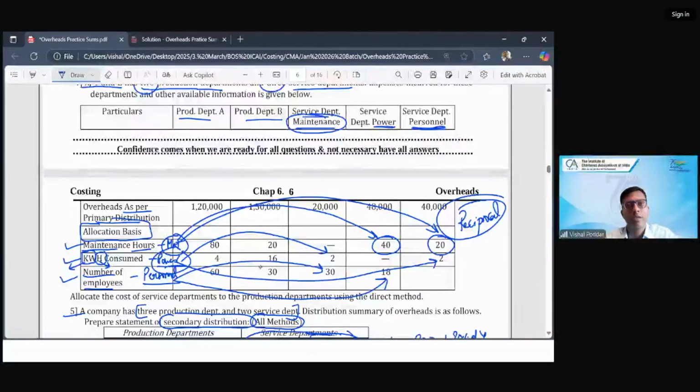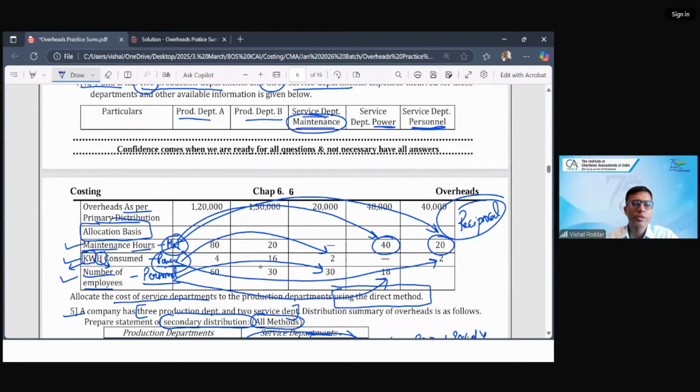Now, interestingly, how have they asked you to solve? They say allocate the cost of service department using direct method. This is what I was telling you, that it may happen, like how we solved the previous question, that originally the question was of reciprocal, but we solved it by step ladder, we solved it by direct. The same thing is asked in the exam also. So originally the data is for reciprocal, but you are asked to solve it by direct.